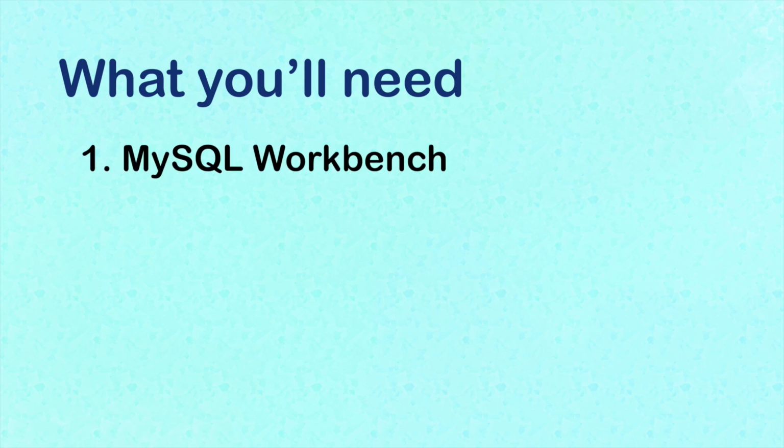Before we dive into the setup, let's go over what you'll need to follow along with this tutorial. Here are the prerequisites. First, make sure you have MySQL Workbench installed on your local machine. This tool will help us connect and manage our MySQL database. You need a VPC with one public subnet and one private subnet. This network configuration will enable us to use a Bastion host to access the private EC2 instance.